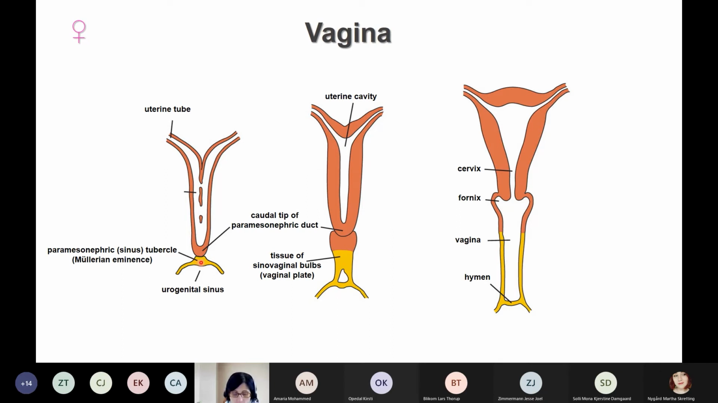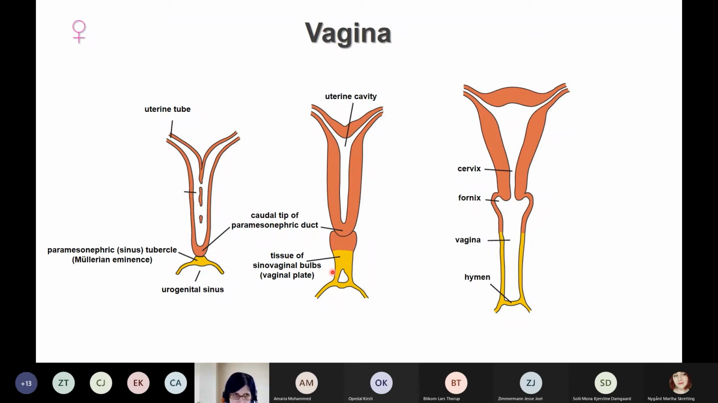Continuous cell proliferation here, cell layer thickening here, and then this paramesonephric tubercle will become the sinovaginal bulb here. Then we call it the sinovaginal bulb. If this proliferation continues, we will get a thicker sinovaginal bulb, which we could call the vaginal plate. In books, we could have different terms for these structures. At the end, it's sure that we will have the vaginal plate.